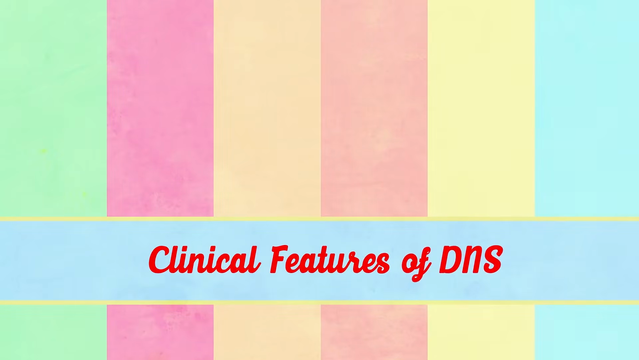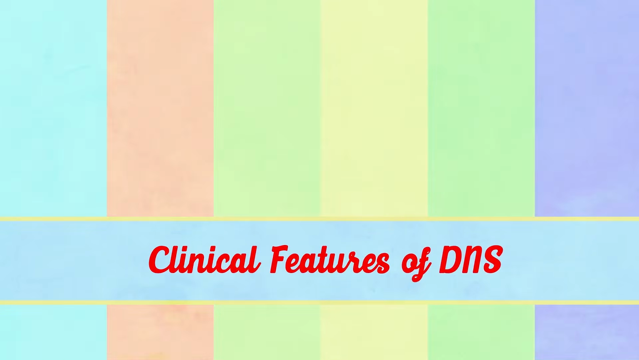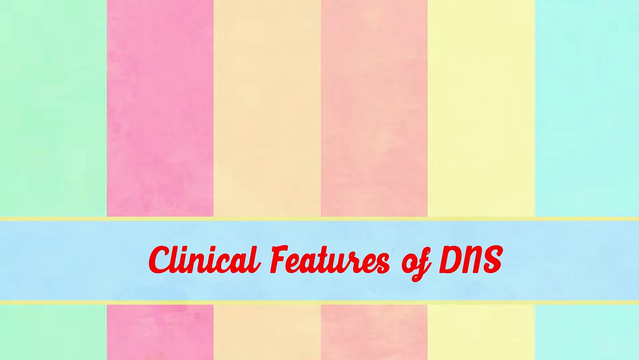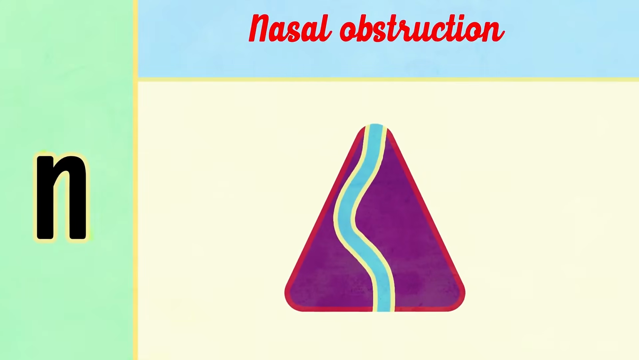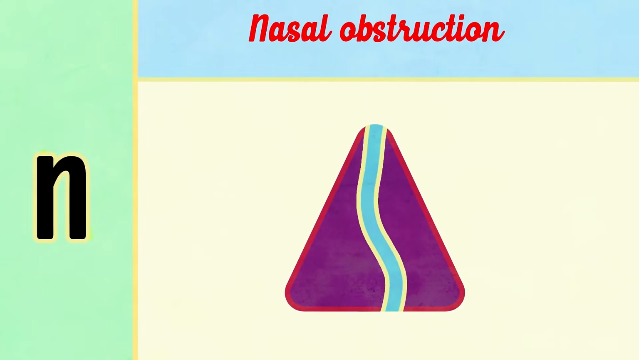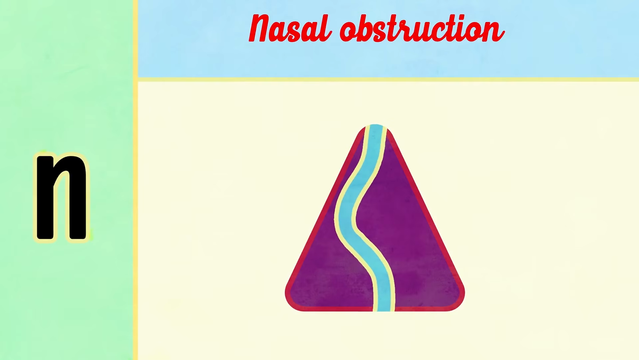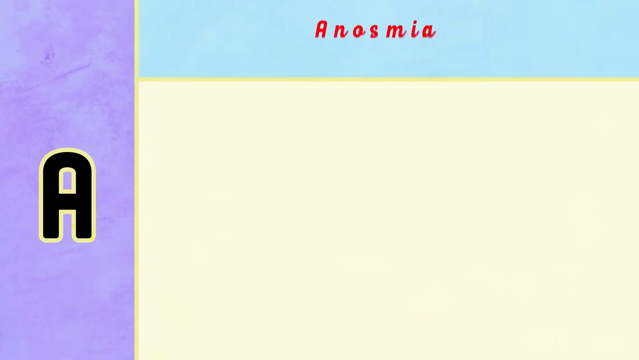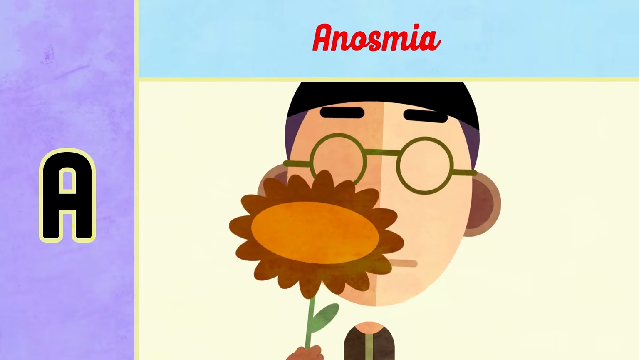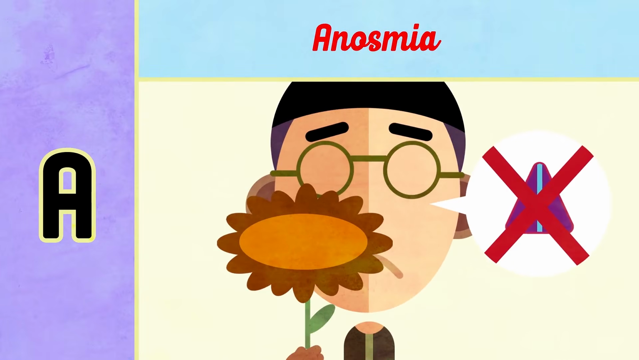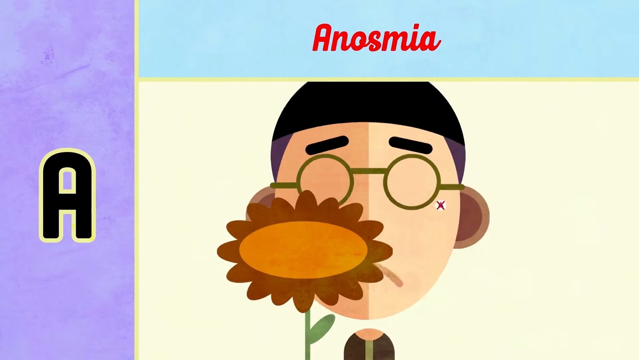Clinical features of DNS can be simply remembered using the mnemonic Nassim has DNS. N is for nasal obstruction. Naturally, any deviation in nasal septum causes less nasal space and results in nasal obstruction on the side of DNS. A is for anosmia. Patient is unable to smell, as there is failure of inspired air to reach the olfactory region. Loss of smell may be partial or total.